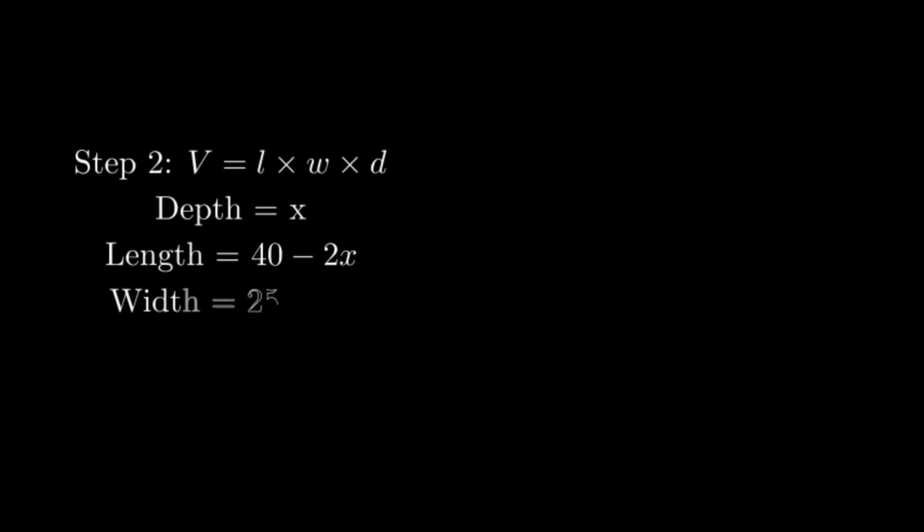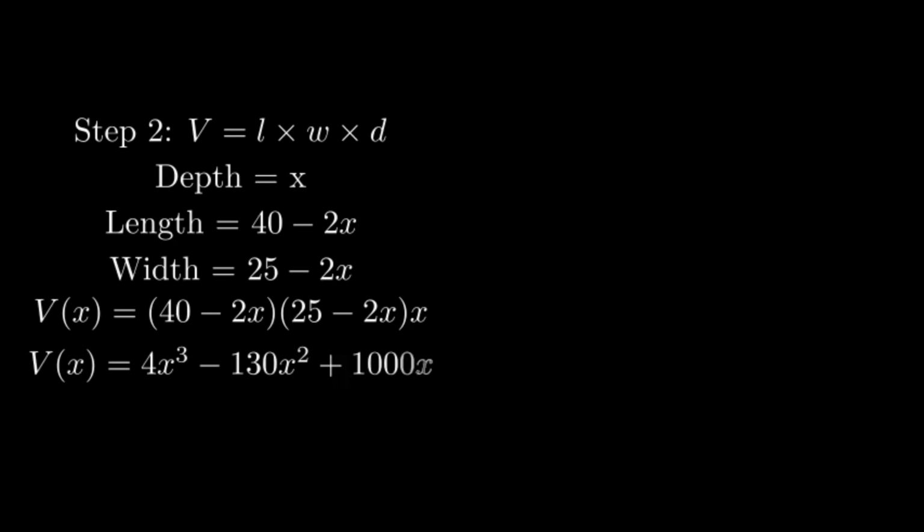Now for step 2, the formula for volume. The volume of the resulting box will be length times width times depth. When we fold up the sides, the depth of the dish will be x. The original length of 40 centimeters is reduced by x on both sides, so the new length is 40 minus 2x. Similarly, the width becomes 25 minus 2x. So our volume function is V(x) = (40 - 2x)(25 - 2x)x. Expanding this gives us 4x^3 - 130x^2 + 1000x.